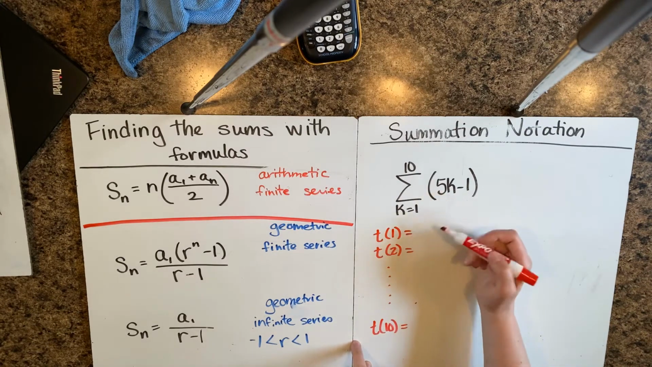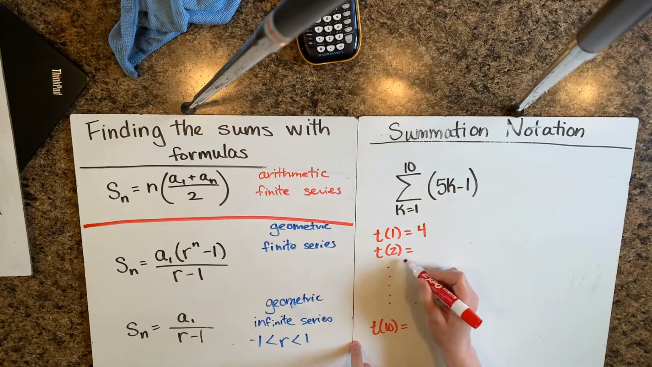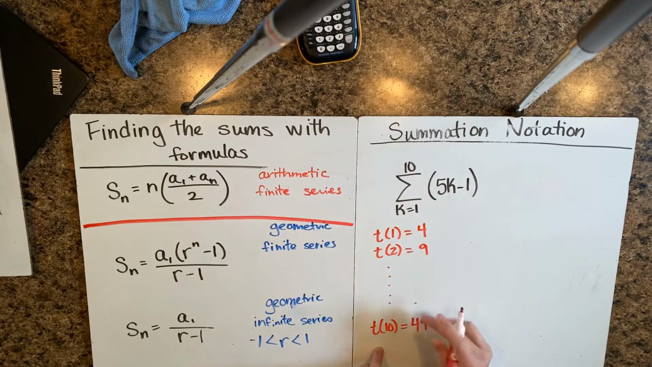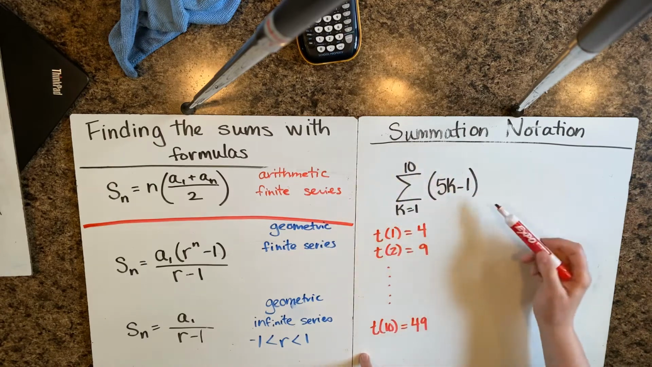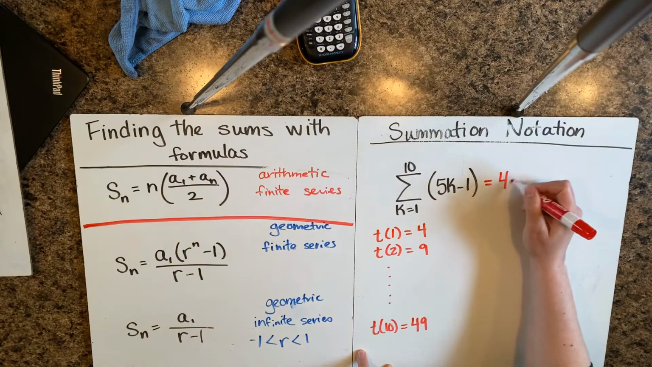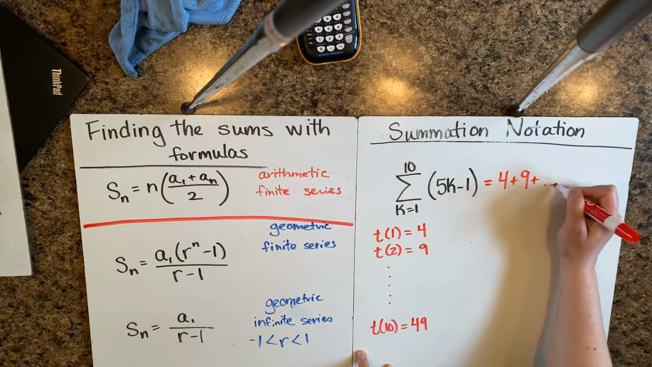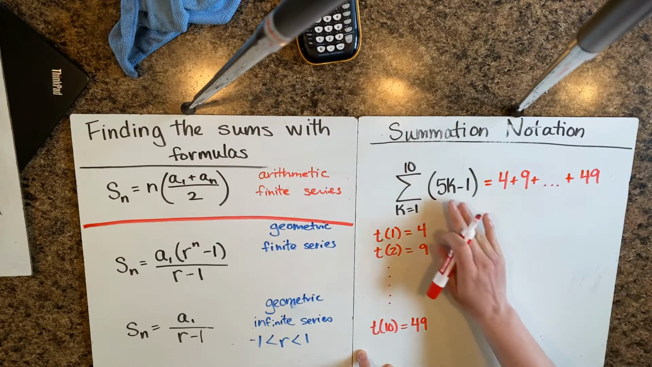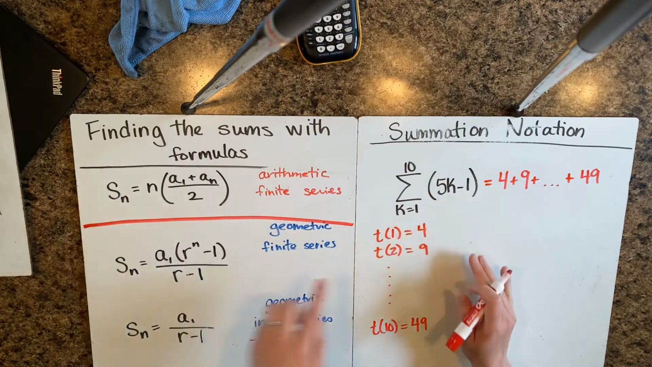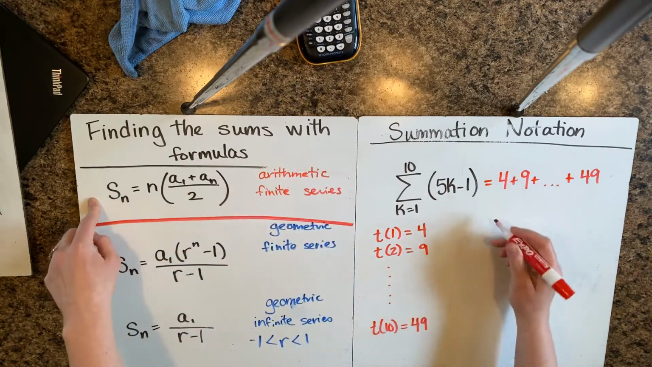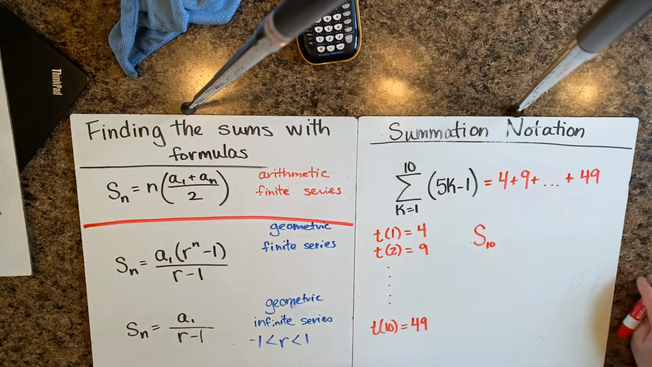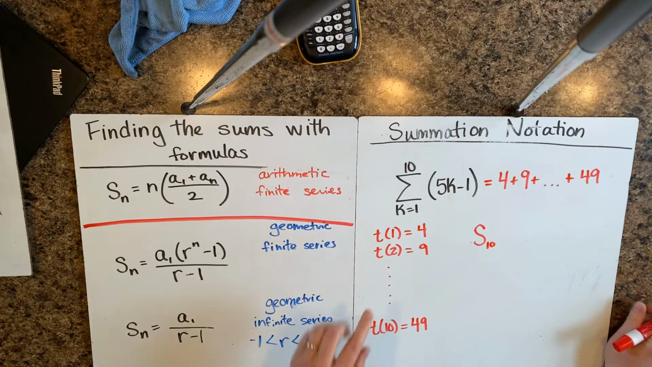So 5 times 1 is 5, minus 1 is 4. Same thing, T of 2 is 9, T of 10 is 49, okay? So summation notation here represents 4 plus 9 plus ... plus 49, this sum, okay? And again, because it's arithmetic, and of course it's finite, I can use this formula right here. So the sum of 10 terms. Now, how do I know that there are 10 terms? If I listed the terms 1 through 10, there would be 10 of them.